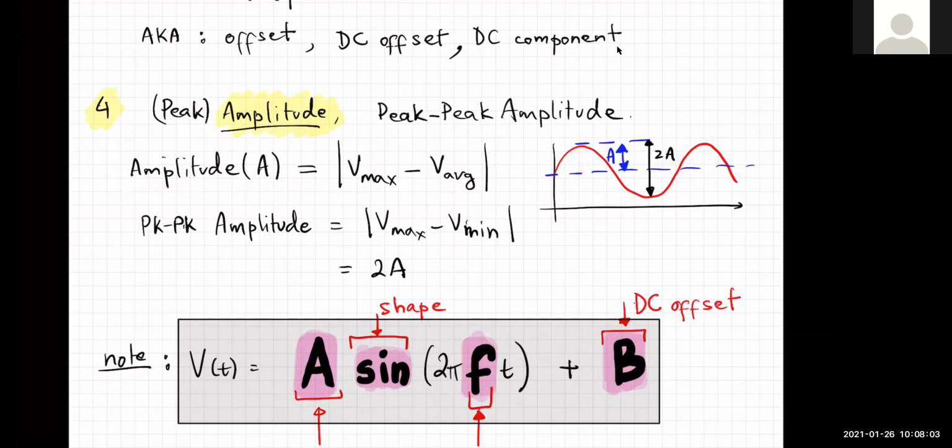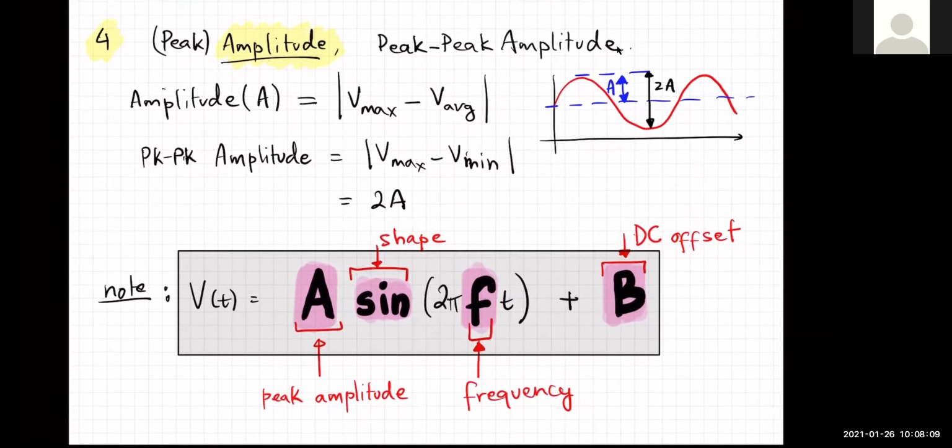Okay, and so if you look at a mathematical representation of a signal, it will look something like this, okay? So you have voltage is A sine 2 pi f t plus B, okay? And in this mathematical representation, you'll see all of the features, right? You start with the shape. It's a sinusoidal shape.